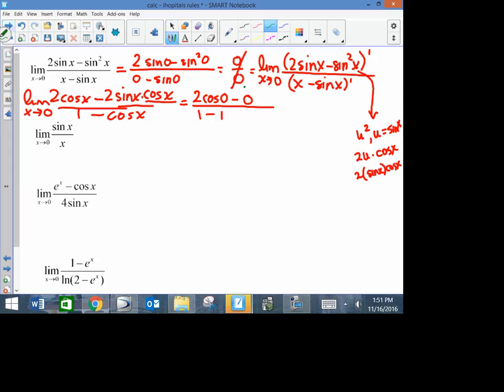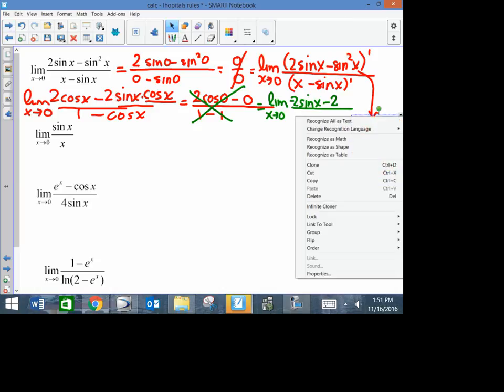So this doesn't work, so we're going to do the limit as x approaches 0. I'm not going to write the derivative because I'm running out of room. What's the derivative of 2 cosine of x? Negative 2 sine of x, good. And that's 0 when we plug in 0. What's the derivative of sine of x times cosine of x?